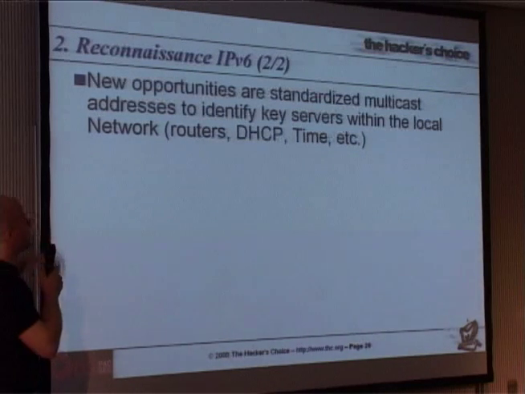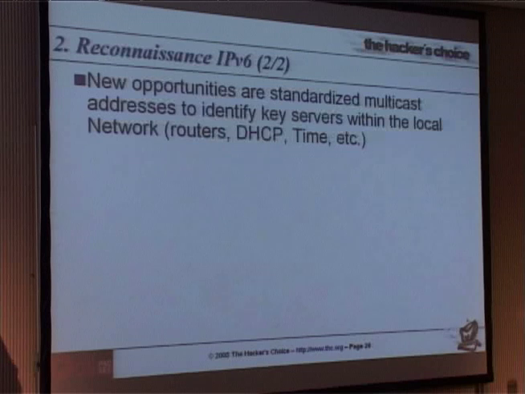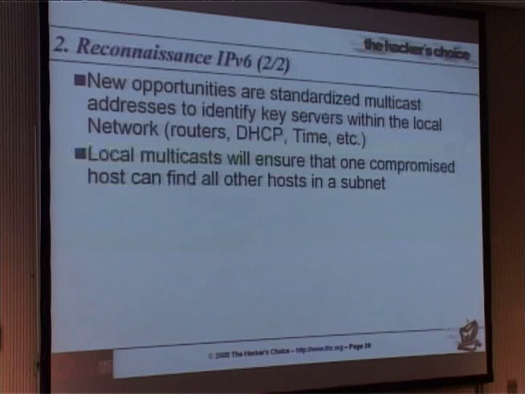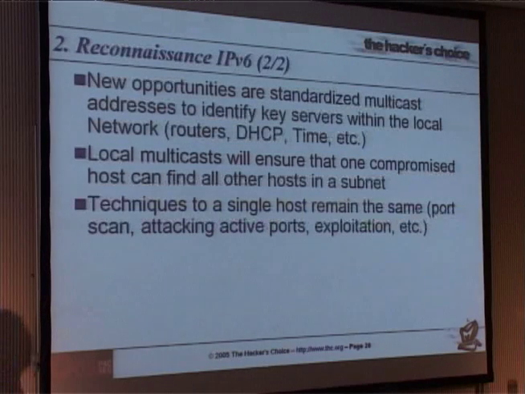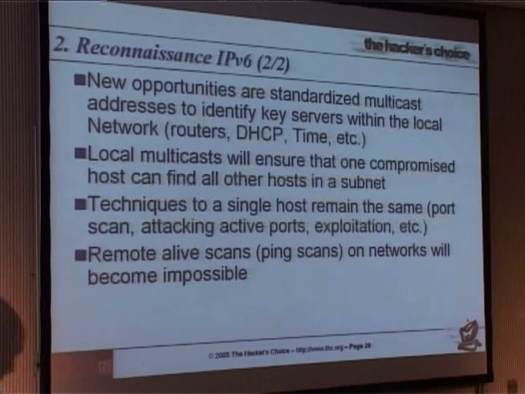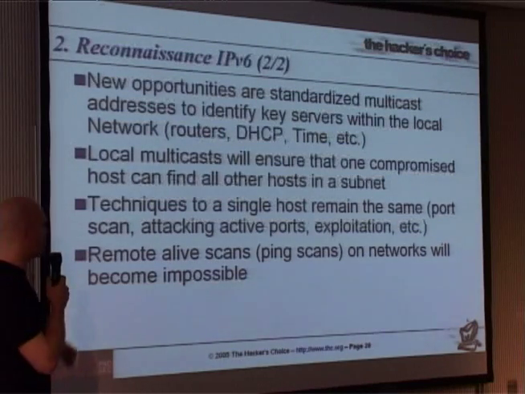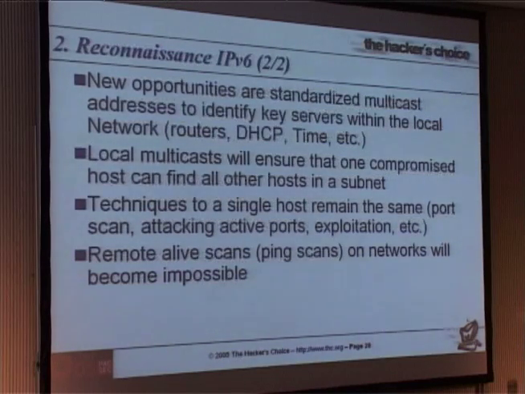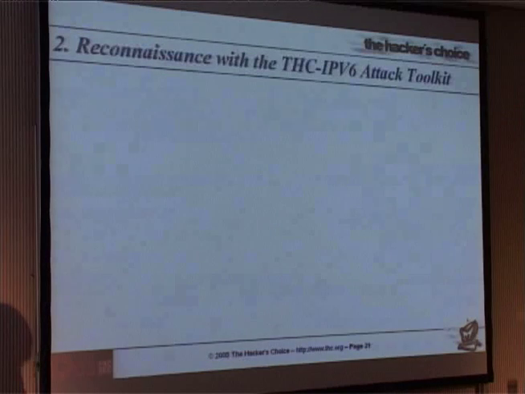We have some new opportunities like the standard multicast stuff to find out about routers, DHCP server, time server and so on. Once you've compromised one system, it's trivial to find all other systems on the same network. That's trivial, but you first have to get there. After that, everything stays the same. Once you know the system, you do the port scanning, look which services are there, exploit them, and so on. But remote alive scans on networks will become impossible. And that's the basic point of this.